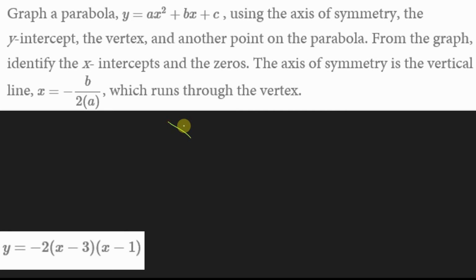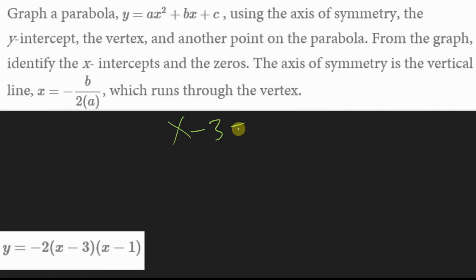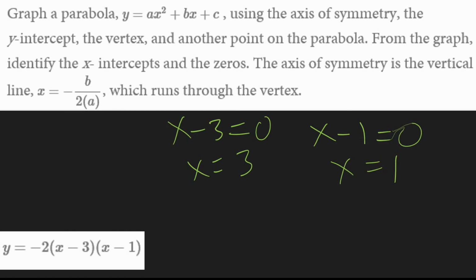So, for example, you have x minus 3 equals 0, and so add 3 to both sides, and you get x equals positive 3. You have x minus 1 equals 0, and so you're going to do the exact same thing. You're going to add 1 to both sides, and you're going to get x equals positive 1.